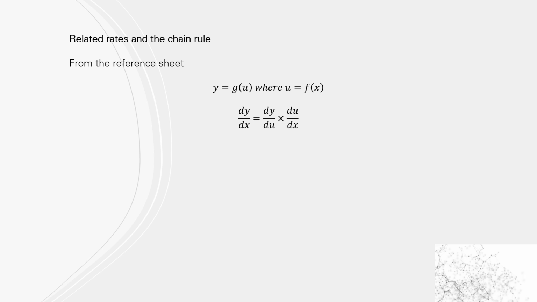So one thing we're going to look at is related rates in the chain rule, and on your reference sheet it states that if y equals the function g of u, where u is f of x, so the function of x, then we can say that dy/dx is equal to dy/du times du/dx. You will note that, like fractions, if we were to cancel the denominator with the numerator, so the du's, you would get dy/dx. That's a good way to remember how to use each of the formulas.